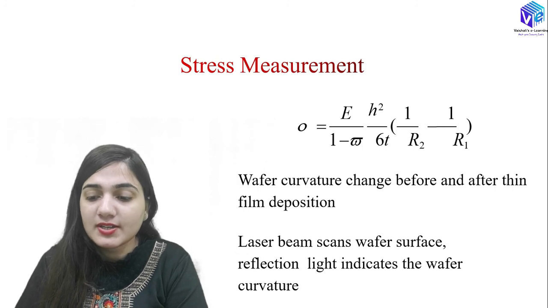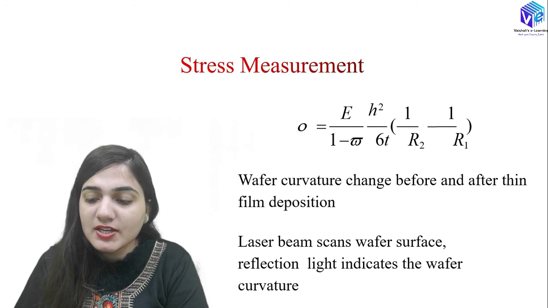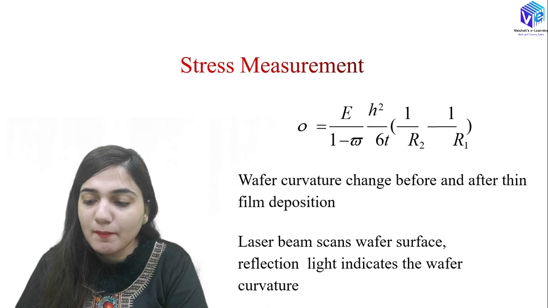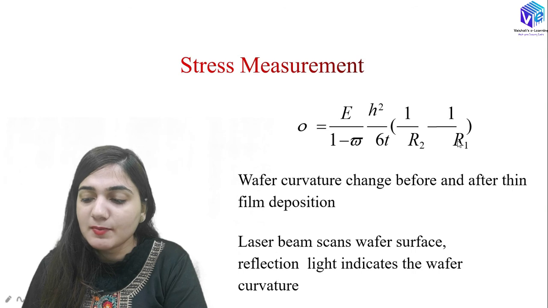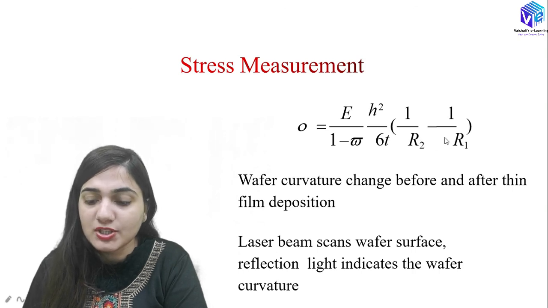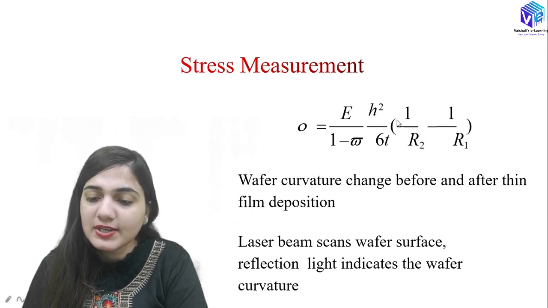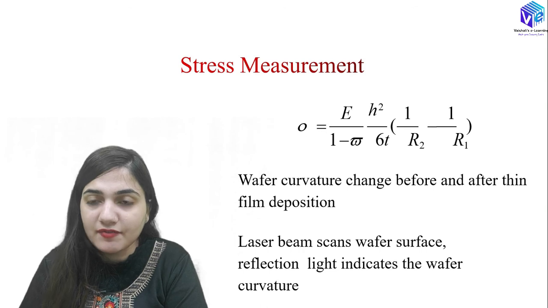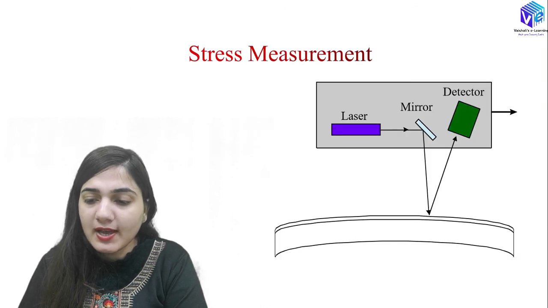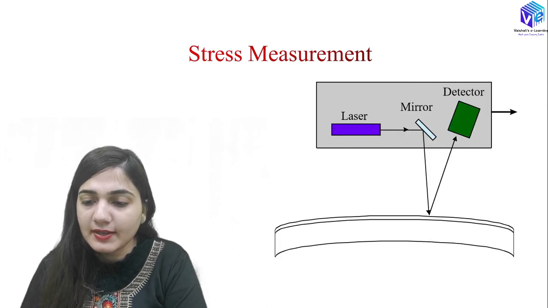So how can we measure the stress? Stress is measured with the help of the formula E over (1 minus ν) times the square of the substrate thickness over 6 times the film thickness, times (1 over R2 minus 1 over R1). R2 and R1 represent the wafer curvature before and after the film deposition. So if I change them, the stress is going to change. A laser beam scans the wafer surface, and the reflected light indicates the wafer curvature. Okay, so with the help of both of them I can find out the stress.